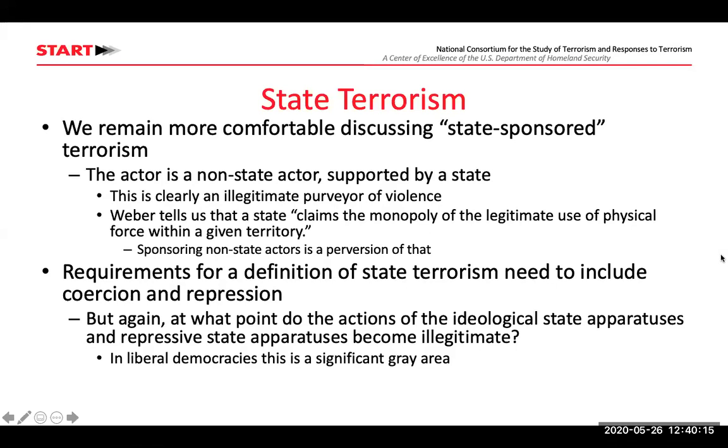So ideological state apparatuses and repressive state apparatuses are not in any way negative or positive. They're sort of neutral entities, and they're requirements for us to have complex societies. But really the question becomes, when it comes to state terrorism, at what point do these activities become illegitimate? Do they become, in some ways, coercive or repressive to such an extent that they are now a tactic, like a terrorist tactic? So in liberal democracies and in many countries, there's an extreme amount of gray area here.